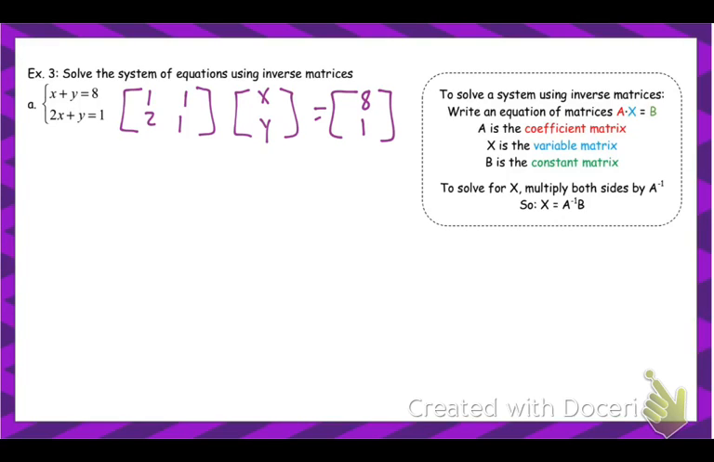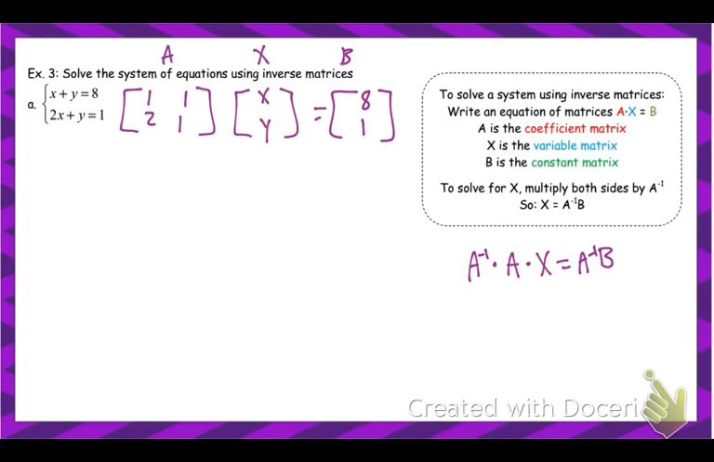So to figure out how we're going to solve this, I'm going to call this one A, this one X, and this one B. So A is going to be my coefficient matrix, X is the variable matrix, and B is the constant matrix. So in order to actually solve this, you can't really do division with matrices, but what we can do is multiply by the inverse. So right now I have A times X is equal to B, and I'm trying to get X by itself. So what I can do instead is multiply both sides by A inverse.